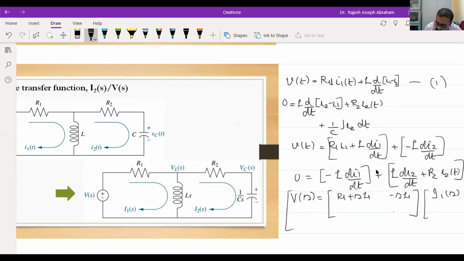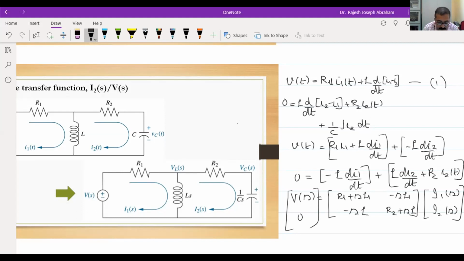Then from equation 1, we will get a matrix of this kind. From equation 2, what will you get? 0 equals what? Minus SL, right? Plus, then what will be the 2 position? It will be R2 plus SL, into I2 of S. So straight away, no need to write all these things. In one go, we can write all these equations in matrix form.